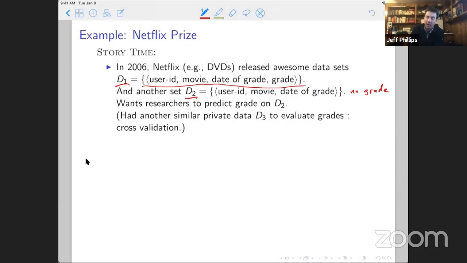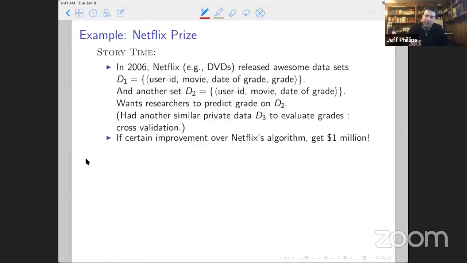They had another similar data set, D3, which they held back to internally evaluate things. This was one of the first challenges like Kaggle, where they said that if you could achieve a certain improvement over the prediction of their internal system on data set D3, and they had about a year while it was open, they would give the winning team $1 million.